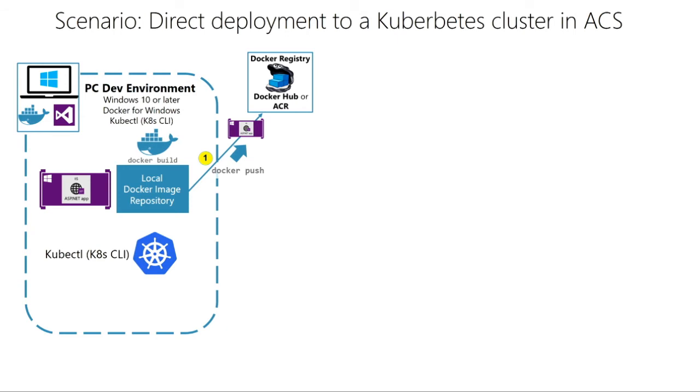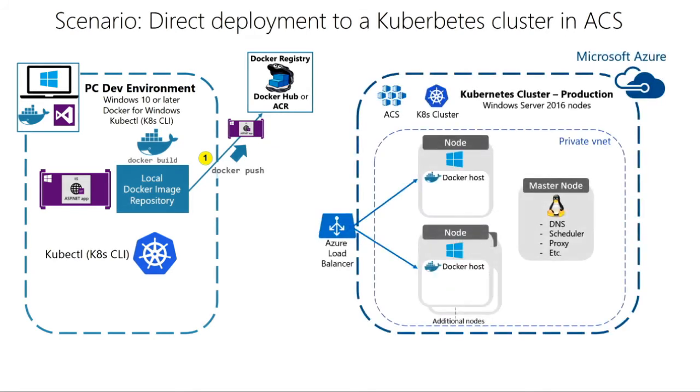Once you have the images there available to consume, then in this case, instead of having a VM, we have a cluster of Kubernetes. So in ACS, in Azure Container Service. So a cluster is nothing more than a group of VMs.